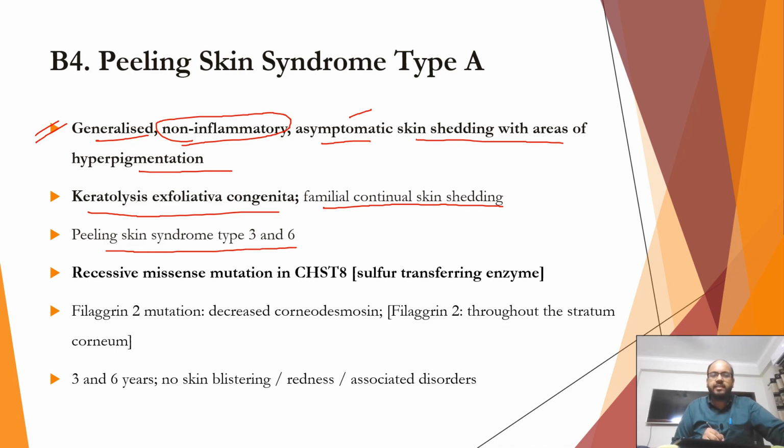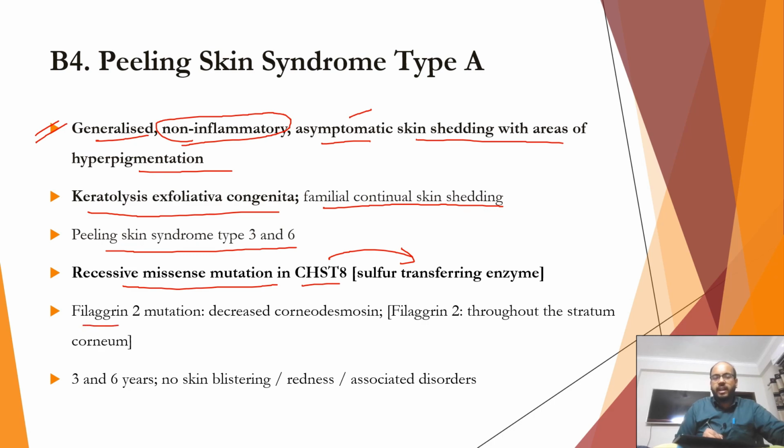It was initially classified as peeling skin syndrome type 3 and 6. It is because of recessive missense mutation in CHST8, a gene which encodes a sulfur transferring enzyme. If you remember our video on basics of keratinization, we know that we require sulfur residues between the proteins for adhesion and proper attachment. If the sulfur transferring enzyme is mutated, the sulfur is not there to make sulfide bonds. If the bonds are not there, then the adhesion is not going to work properly.